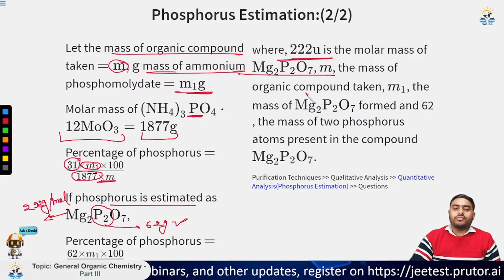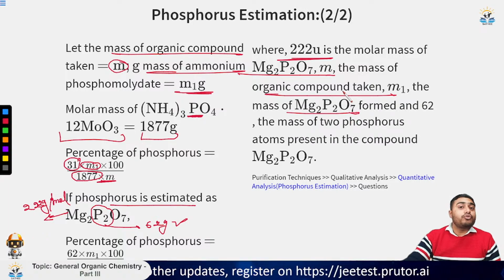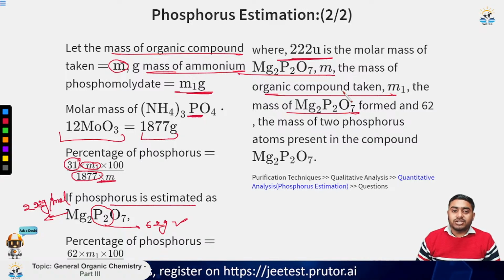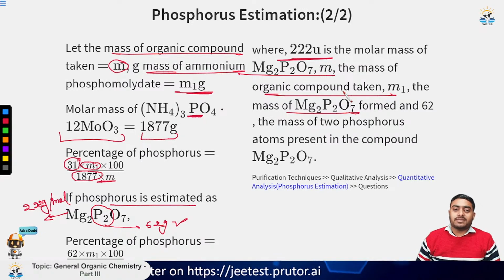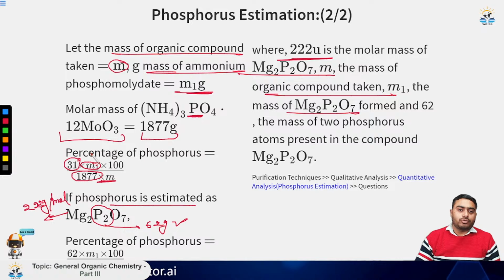M is the mass of organic compound taken. M1 is the mass of Mg2P2O7 formed, right? That will be given in the question. And 62 is the mass of 2 phosphorus atoms present in the compound Mg2P2O7. I hope you are getting a clear idea about the phosphorus estimation formula. So the first formula is this percentage of phosphorus, and the second formula is this one.